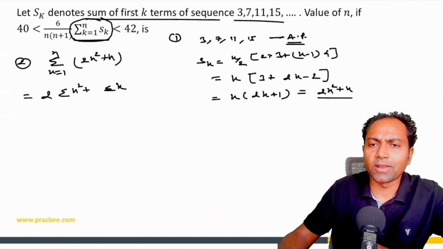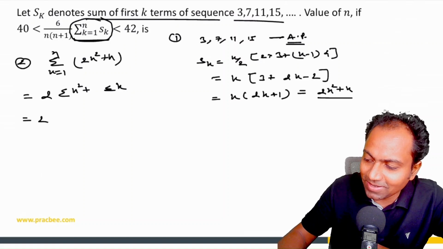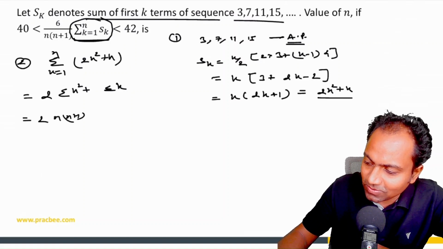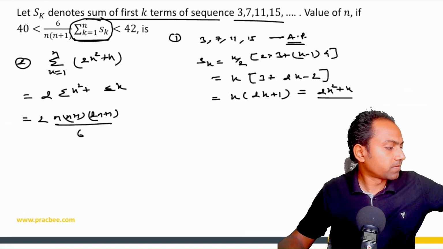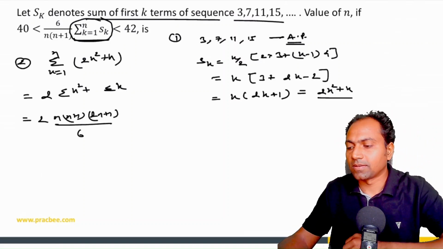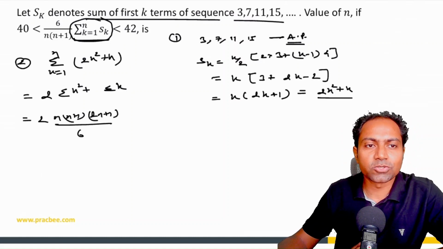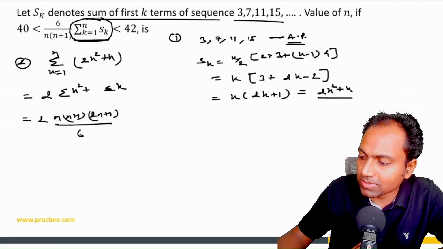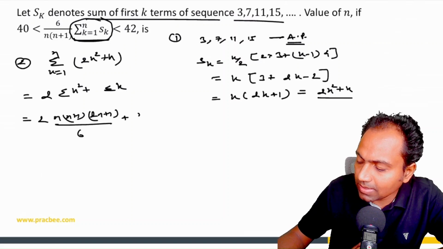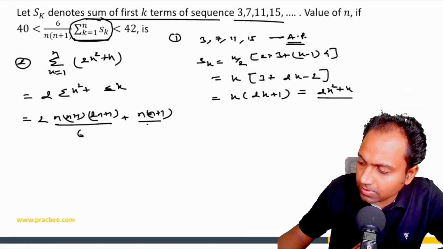And now we know the value of summation of k square. It is nothing but n into n plus 1 into 2n plus 1 by 6. We will get the value as twice of n into n plus 1 into 2n plus 1 by 6 plus n into n plus 1 by 2.